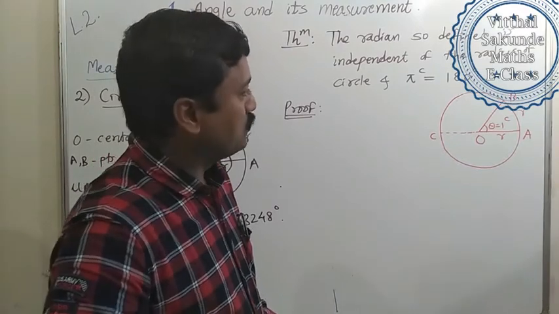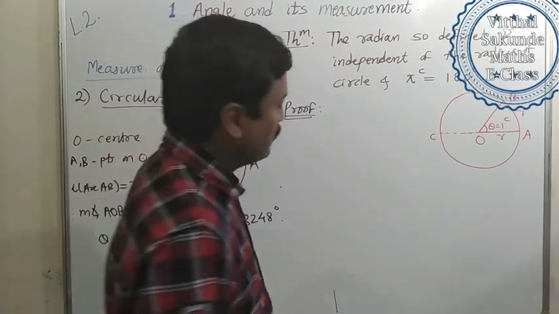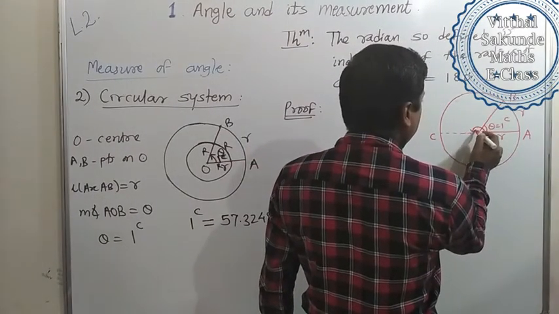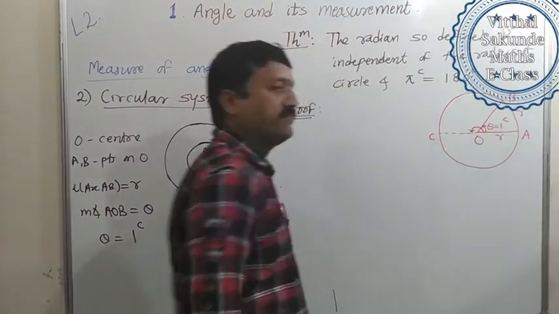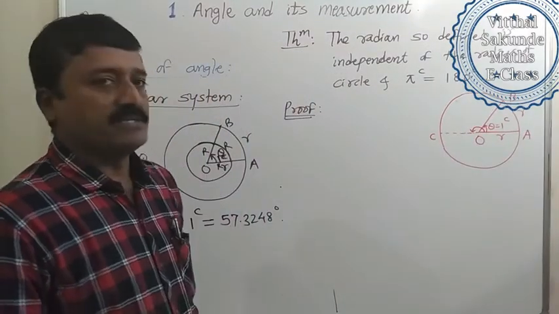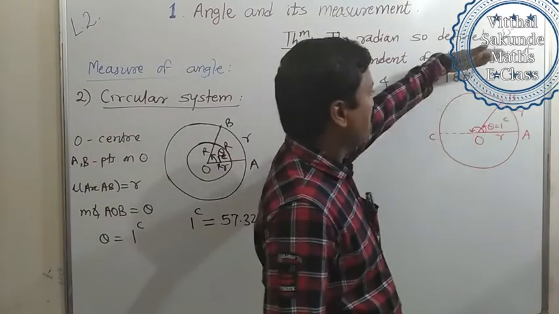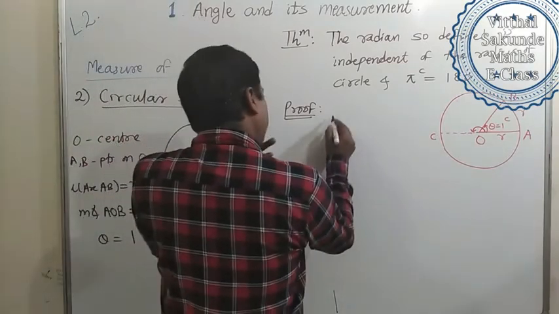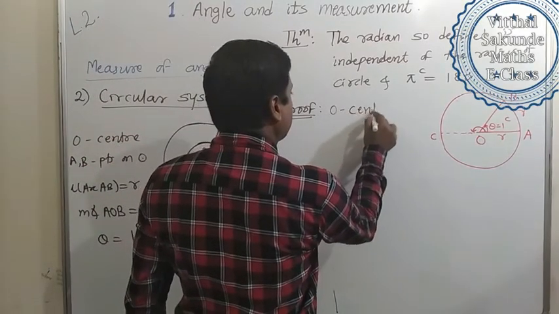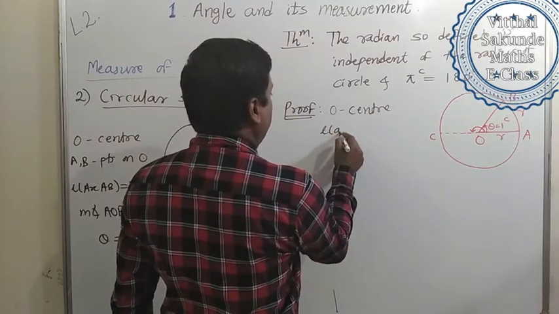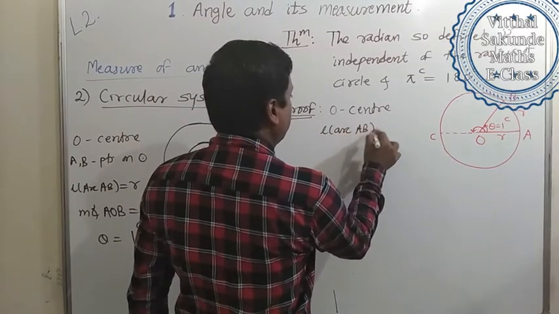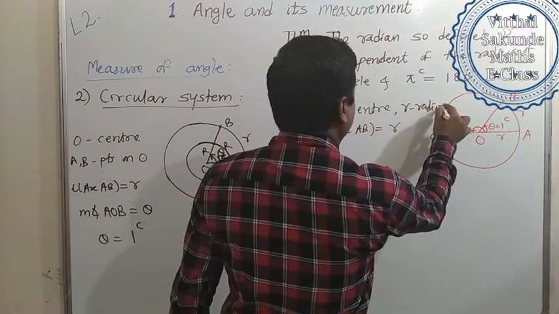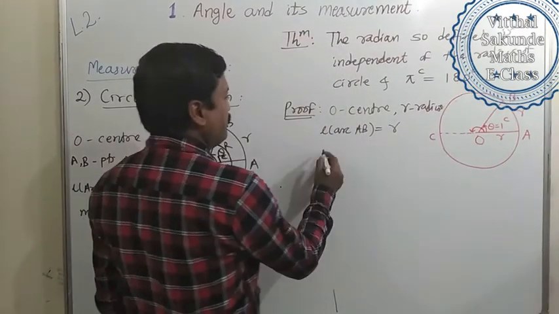If AC is diameter, O is the center, and B is any point on the circle, then obviously this angle AOC is nothing but the straight angle. Its measure will be 180 degree. Obviously this is half part of the circle, this one is the remaining half part of the circle. Here O is the center of the circle, then length of arc AB we have taken is equal to R, and R is the radius of the circle. Okay, this is given.